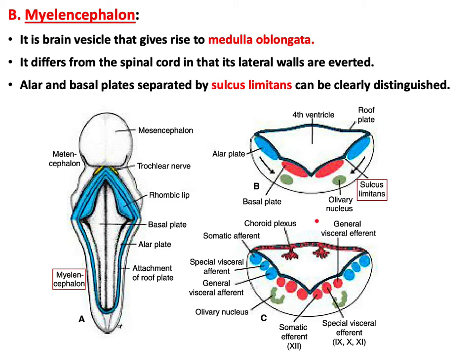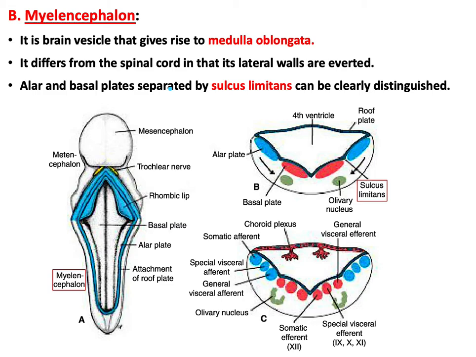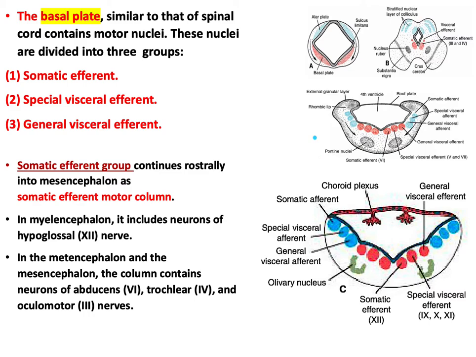Now, the last part is the myelencephalon. It gives the medulla oblongata, which is the last part of the rhombencephalon. Again, if you take a cross-section of the myelencephalon, you will see that it also has a basal plate and an alar plate. In between, there's a clear sulcus called the sulcus limitans. So, let us start with the basal plate.